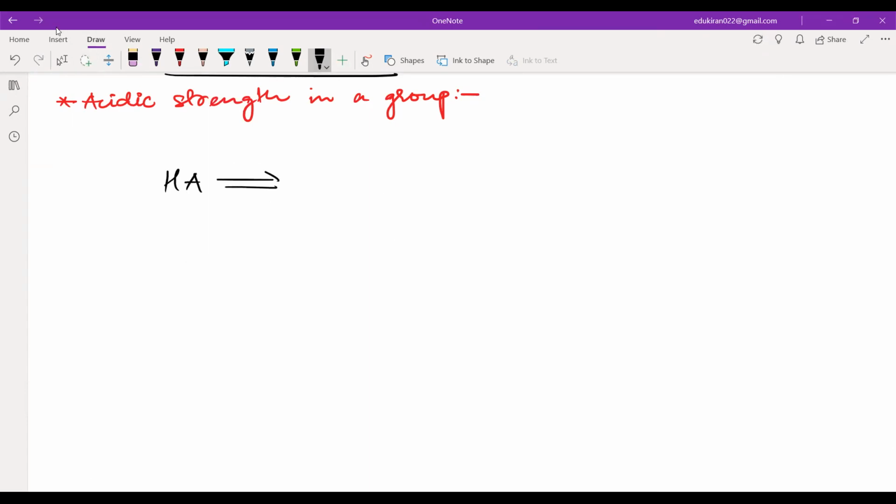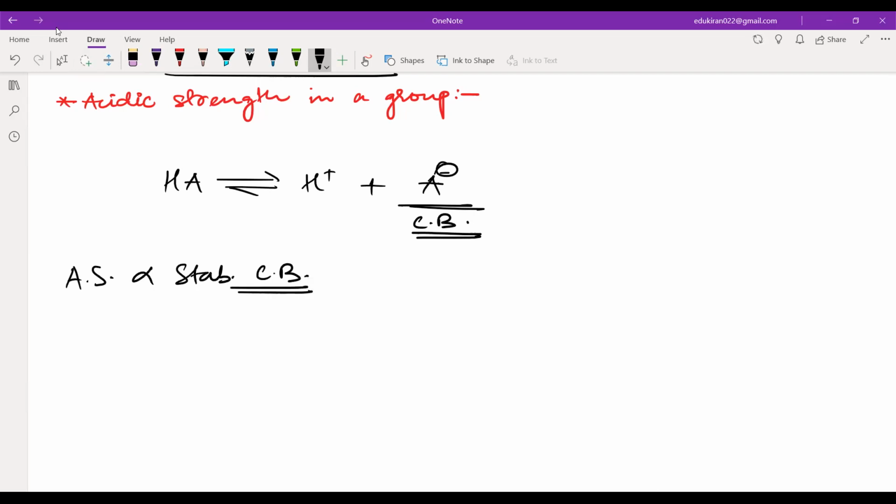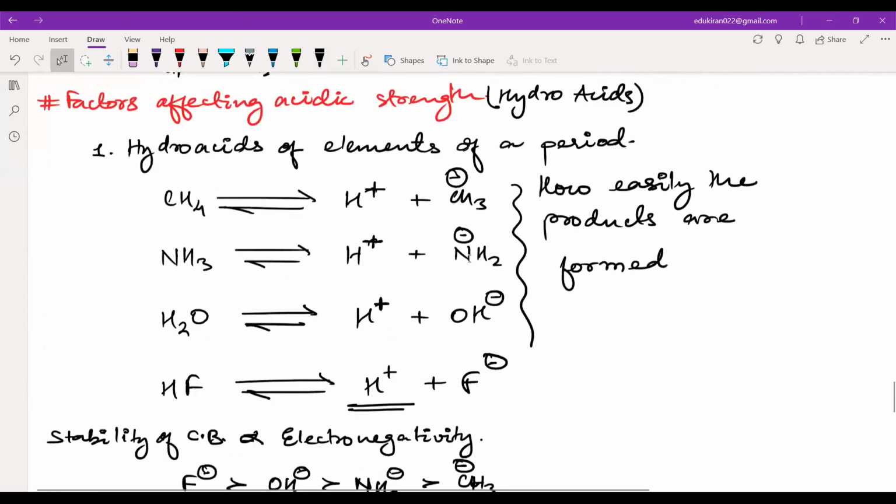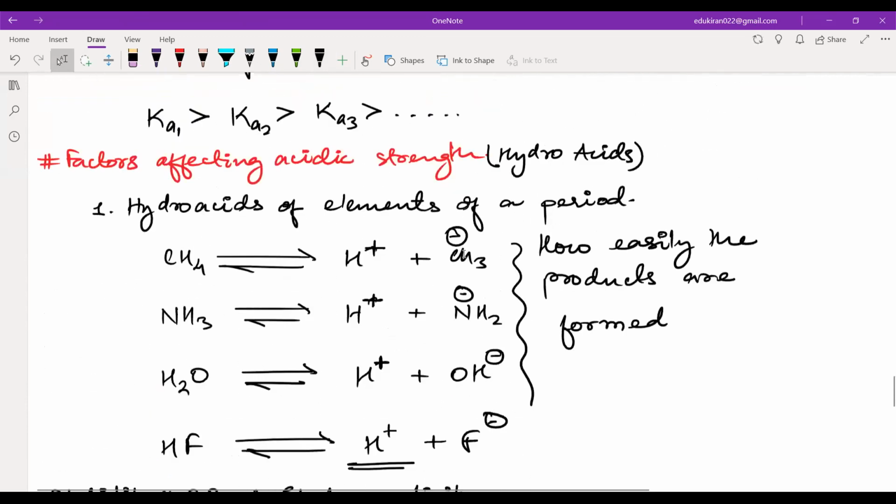HA is going to give me H plus and A negative, right? This is our conjugate base. So A negative always has a negative charge. Yes or no? Yes, sir. And we need to look at the stability. So the acidic strength is directly proportional to the stability of conjugate base. Now, if we have a negative charge, then there are two things. In the above case, the size was similar for all of them, because they are in the same period. So we compare the dominant effect, that is the electronegativity.